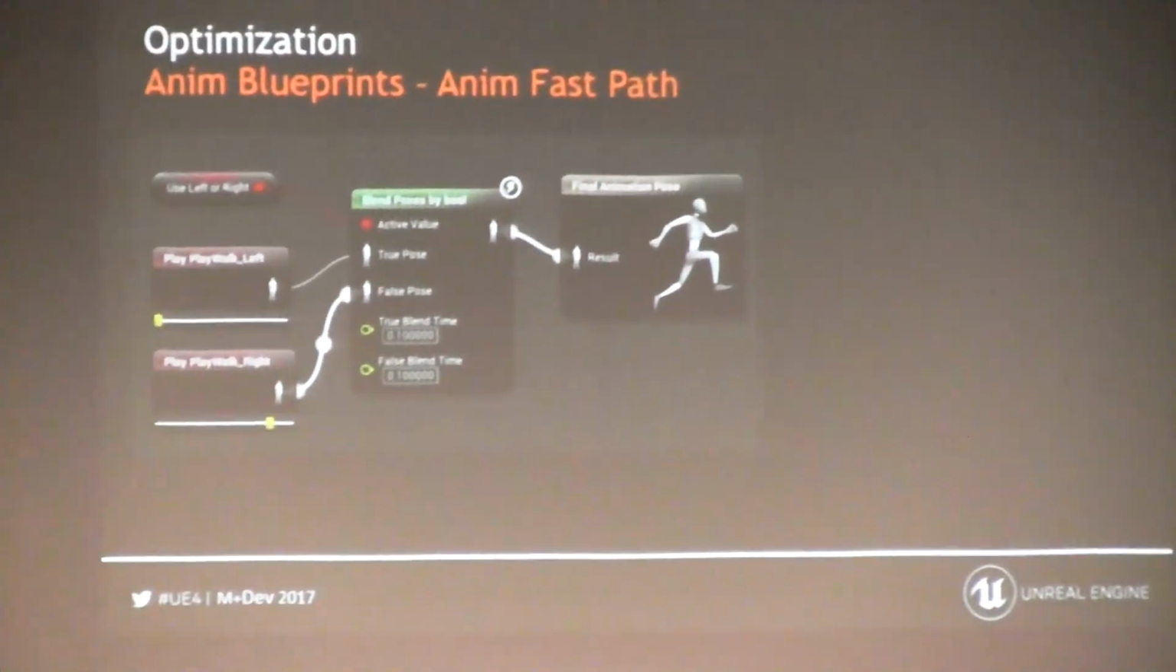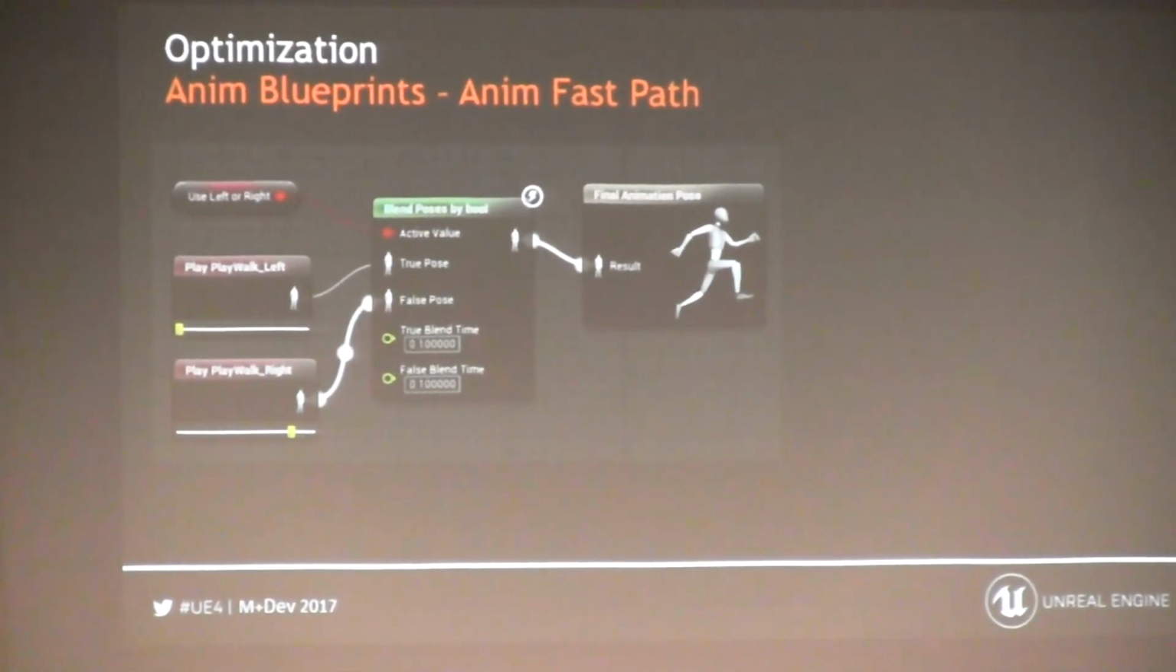We have a Boolean variable determining which pose we should be in. This is currently using FastPath. It's just reading true or false. Is this value true or false? If walk left is true, then play walk left. If it's not, then play walk right.